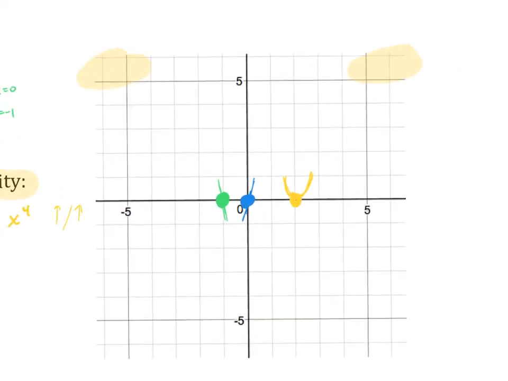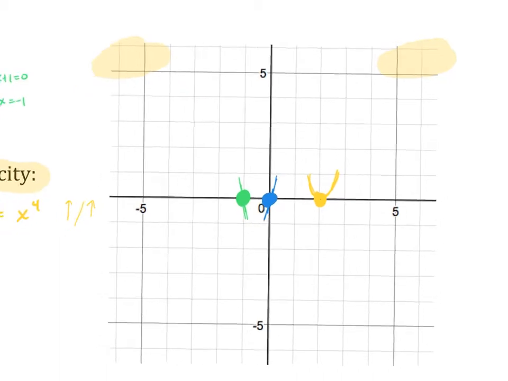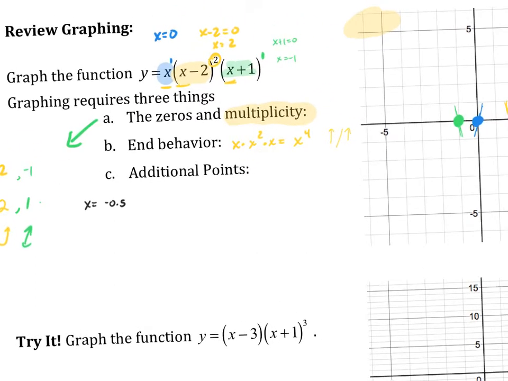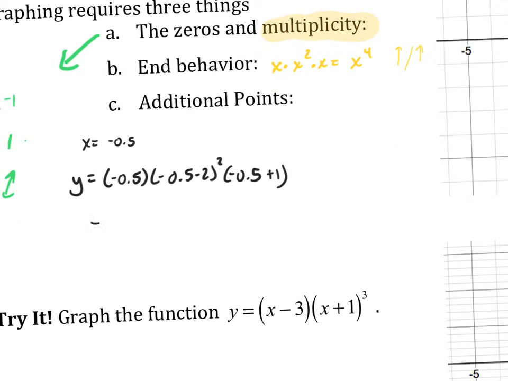Last thing we need to do is figure out how deep does it go, and how high does it go? So I need to find a nice little point that is in between here. So here's a negative 0.5, and here's a 1. So I'm going to find my additional points at those two junctures. So when x is negative 0.5, let's see what we get. I'm going to substitute things in. Negative 0.5, negative 0.5 minus 2 squared, and then negative 0.5 plus 1. Plug all that in my calculator, and I get negative 1.5625.